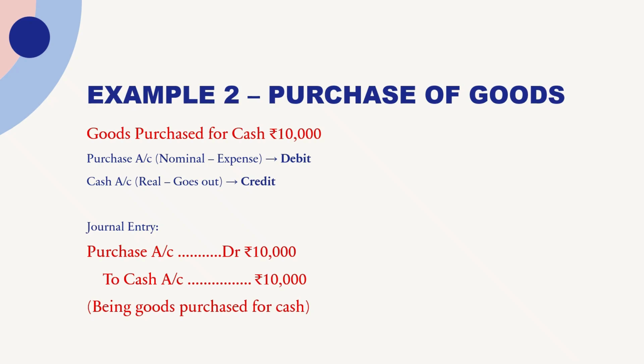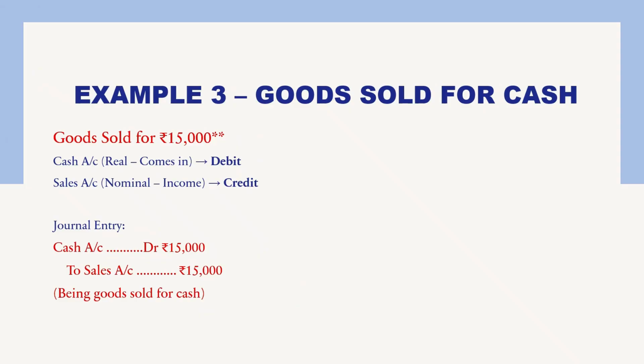And then again the cash account is the real account. So the cash is going out, so it will be credited. So the journal entry will be purchase account debit to cash account for 10,000 rupees. Narration: being goods purchased for cash. Let's jump to example 3.